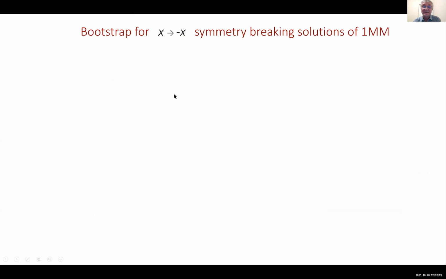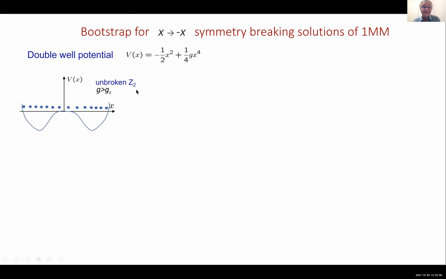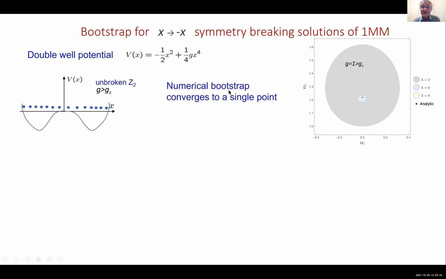Sorry, I also want to discuss the bootstrap for the symmetry breaking solution for one matrix model, because for these two solutions we don't break the x to minus x symmetry. We see all the distributions symmetric for these potentials. But we can also take a symmetry breaking example by using the double well potential. We flip the sign in front of x squared. Then you have two phases. You have the unbroken Z2 phase, where the eigenvalues are distributed over this barrier, and it's still a symmetric distribution. The numerics for it also converges quite quickly to the analytical answer, given by this black dot.